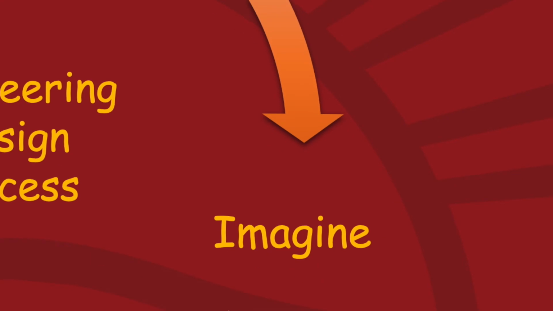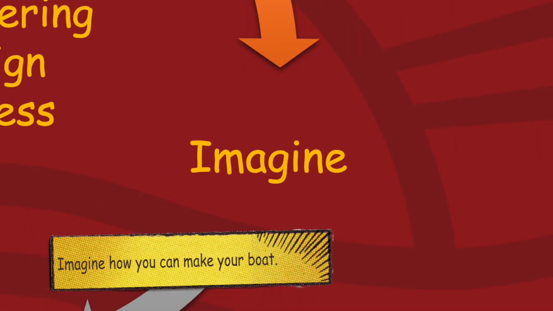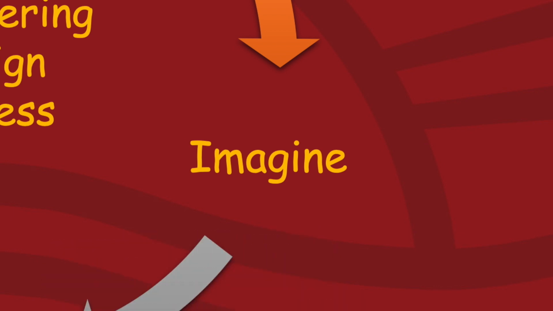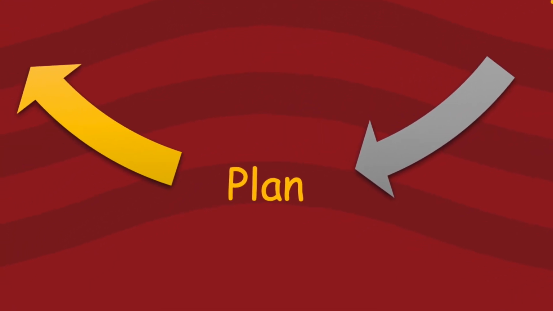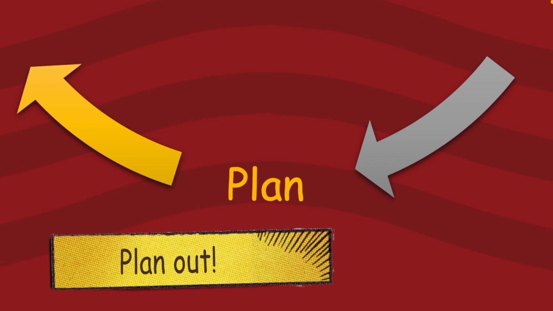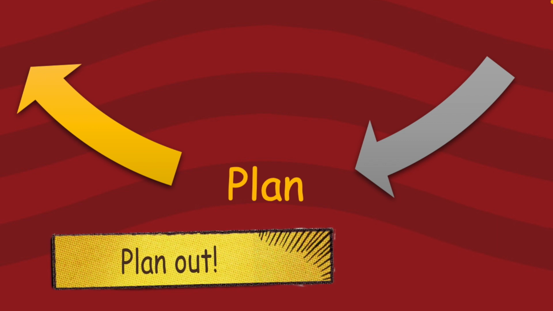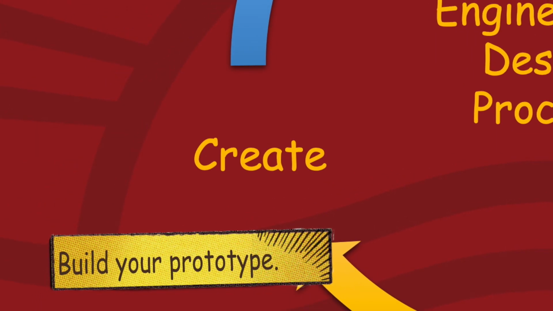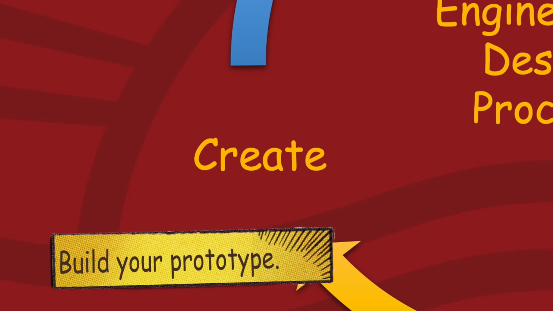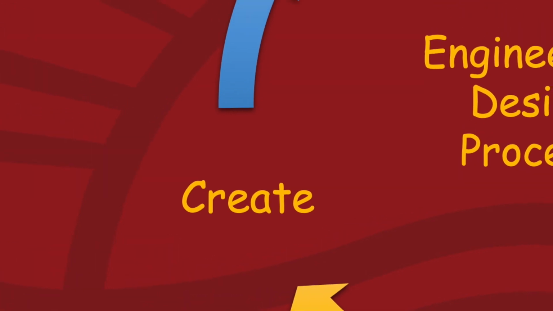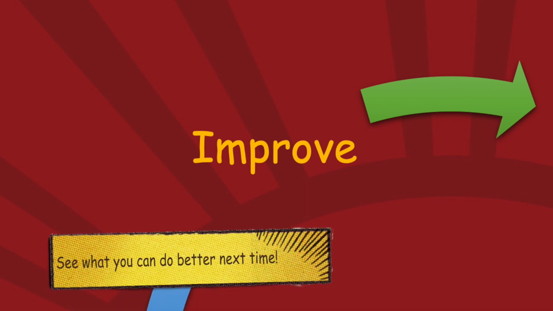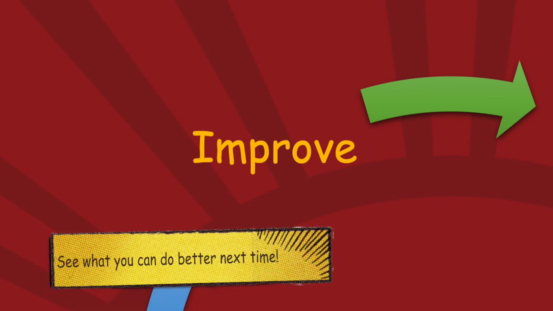The next step is imagine. Think of all the different ways that you can make your boat, think of boats that you've seen before, and how you want to design your boat. The next step is to plan. You'll draw your design and figure out what you want to do. The next step is to create. You actually build your prototype, do different tests with it, see if it works, see what works, what doesn't work. And the last step is to improve. You'll take what you learned from your first test, and then you'll see what you can change and do better next time.